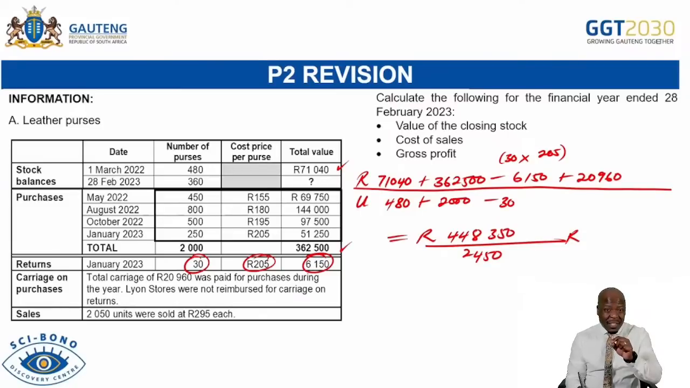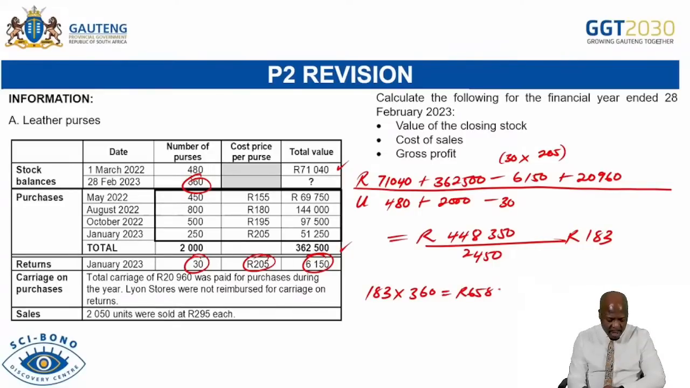I've seen questions where you are required to calculate the average price per unit. Here to be 183. Then you take now your 183 and you multiply that by your closing stock units, which is your 360, and that would then give you 65,880, and the question would end there.